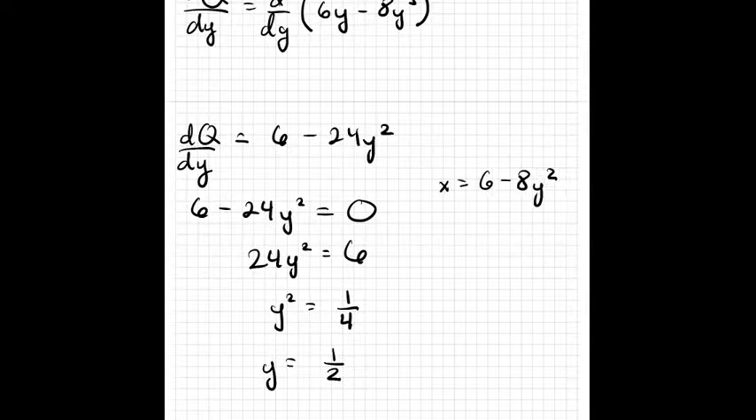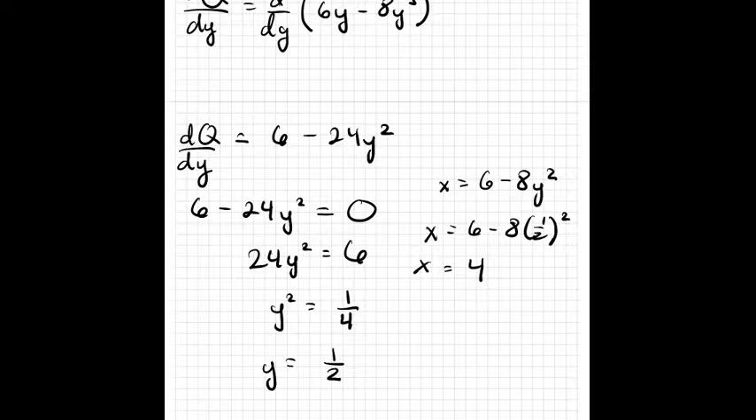So we just solved for y, so let's take that and find x. So then when y is a half, then x should be 1/2 squared. What is that, 1 over 4? 6 minus 2. So then x should be 4, okay? So when x is 4 and y is 1/2, that should max.